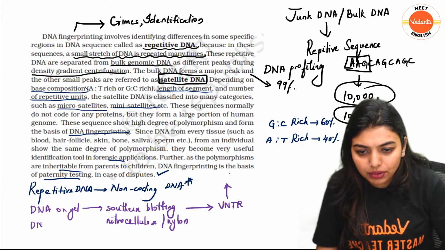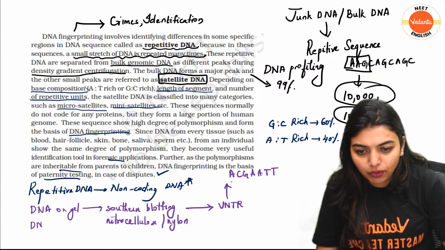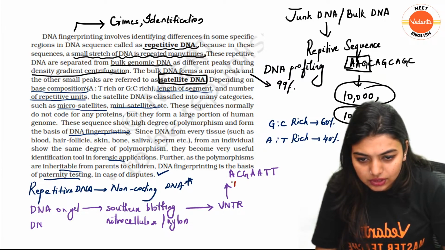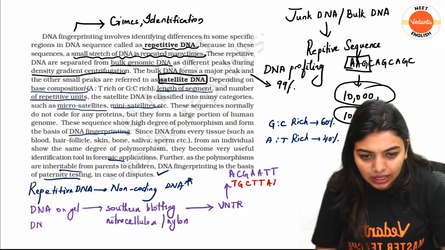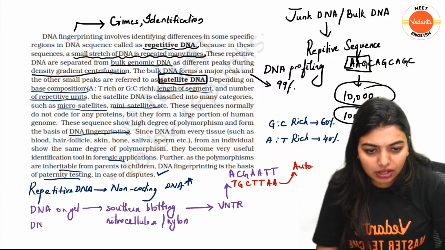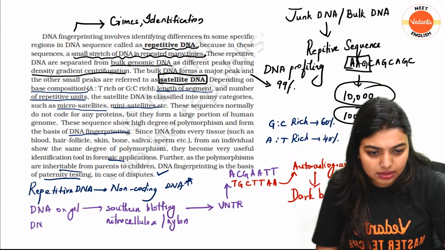What do I mean by complementary? Now imagine ACGAATT. Okay, now what will happen? This VNTR probe will form the complementary strand. For A it will form T, for C it will form G, and then C, T, T, A, A. This will go and bind, and under autoradiography we will be able to see dark bands.